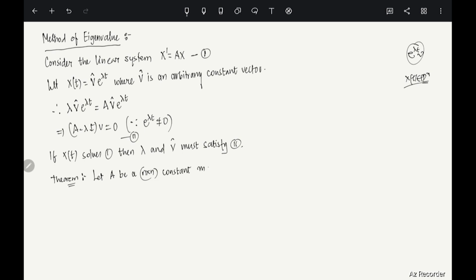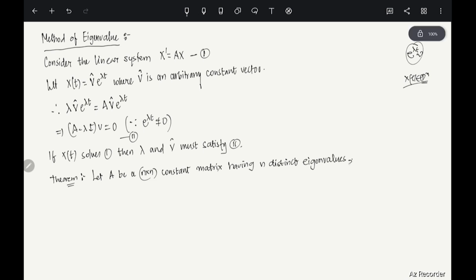Of course, all of this is for a constant coefficient, constant matrix having n distinct eigenvalues. Now we know that if there are n distinct eigenvalues, there exist n linearly independent eigenvectors. Corresponding to each eigenvalue there are eigenvectors which are linearly independent.